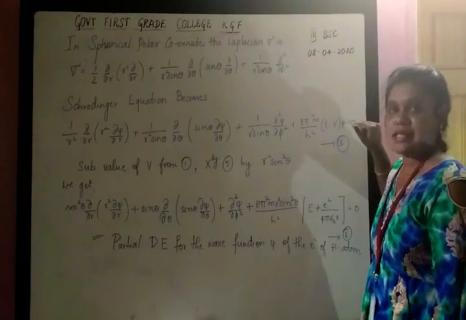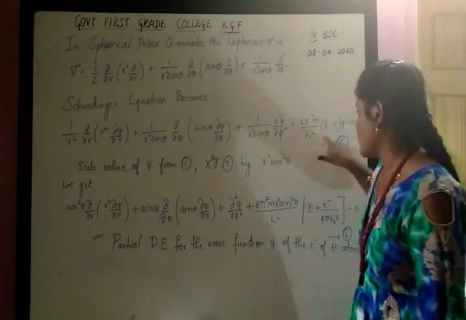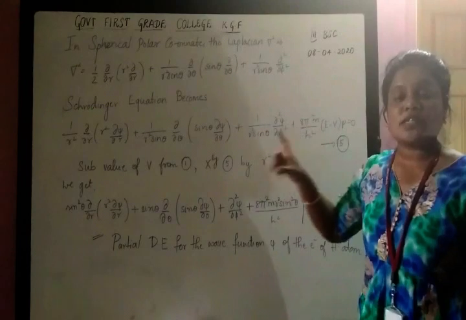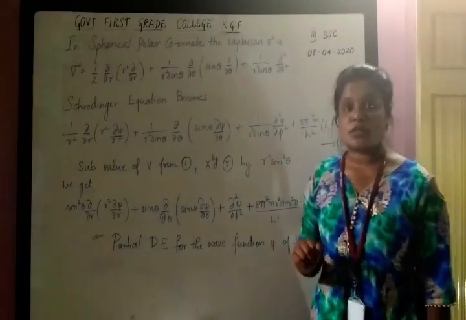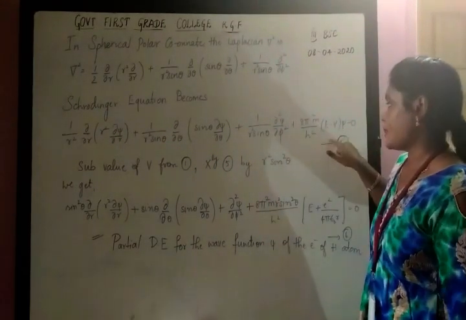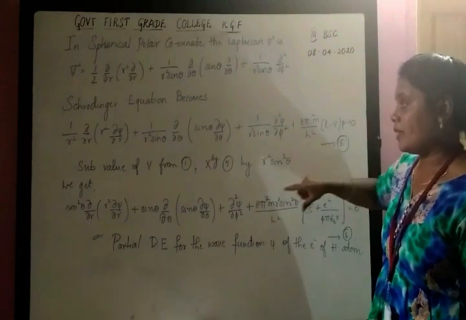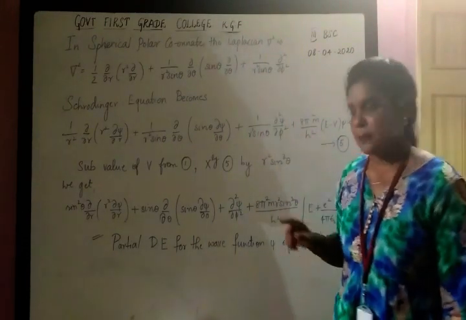Consider this equation as phi. From the fifth equation, we have V. We saw in the first equation the value of V, so we are going to substitute that value of V in equation 5. We will be substituting it here and multiplying the fifth equation by r square sin square theta.